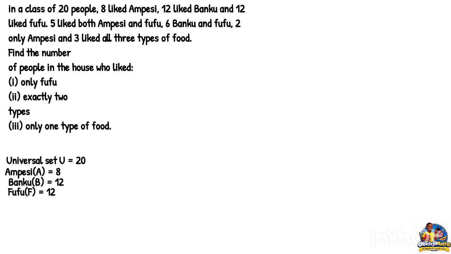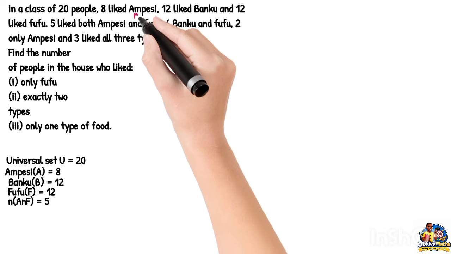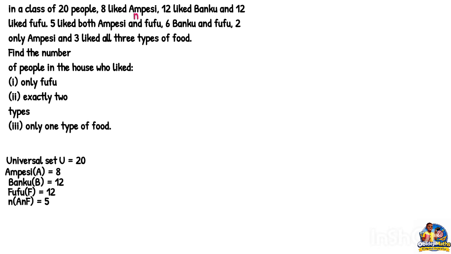Now 5 like both Ampesi and Fufu. Ampesi and Fufu, that is Ampesi intersection Fufu. That's A intersection F. "And" means intersection. So they are 5 in number. Banku and Fufu, that is B intersection F, which is 6. Then 2 only Ampesi, that's Ampesi only, they are 2 in number. Then 3 like all the 3 types of food. That's A intersection B intersection F. That is 3. They like all the 3.